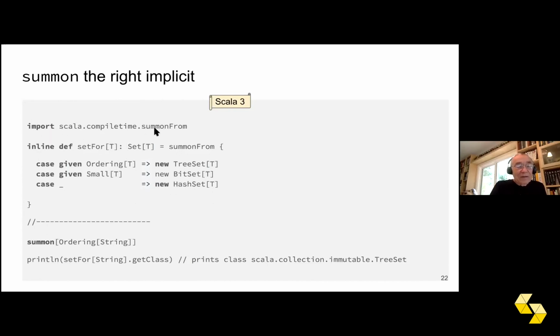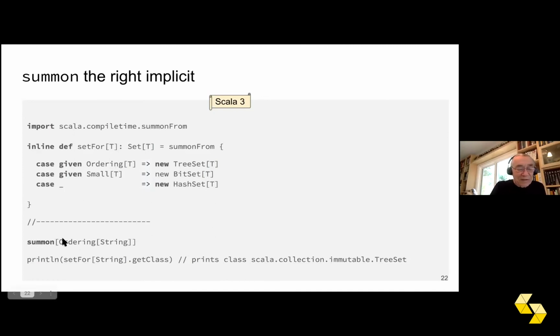So we import so-called summon. The compiler provides it, because when we compile, we know the type T. If we don't know, then we use this. But if we know the type T, we summon ordering for String, and we know that String is being ordered. So when we build a set for strings, we'll have a tree set.